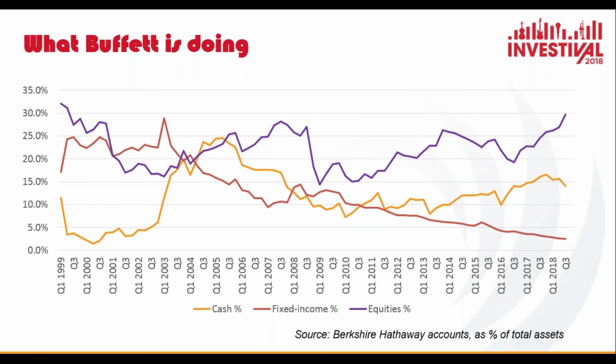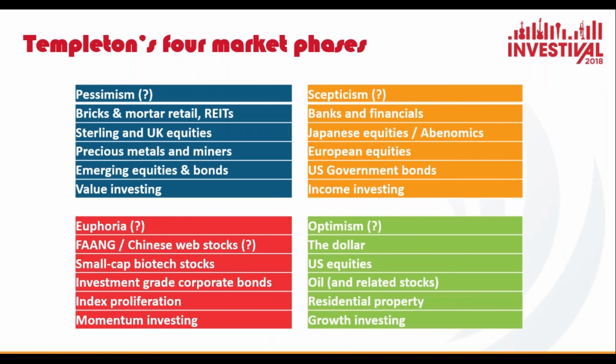So he's just sitting on his hands at the moment, waiting to see what happens. Finally, John Templeton, another legendary and very successful investor, said that bull markets are born on pessimism, grow on skepticism, mature on optimism, and finally expire and wither on euphoria.